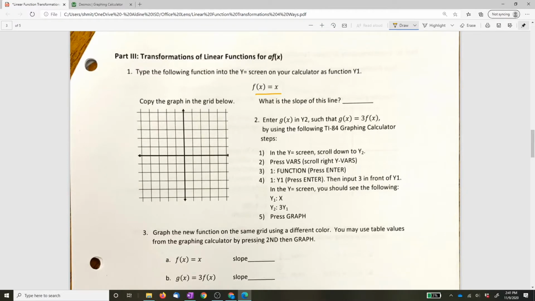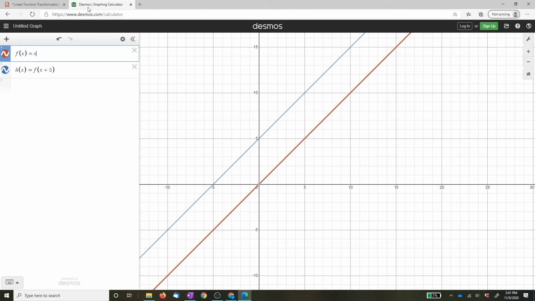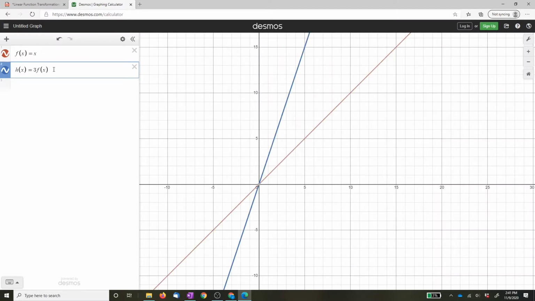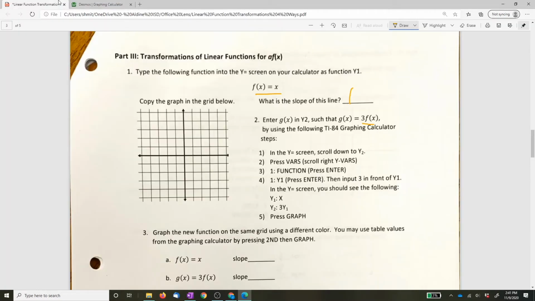What's the slope of the line? The number 1. Then it wants us to do g of x equals 3 f of x. So we'll delete the plus stuff, and we'll put 3 f of x, and that's going to give us g of x. Yeah, it said g.